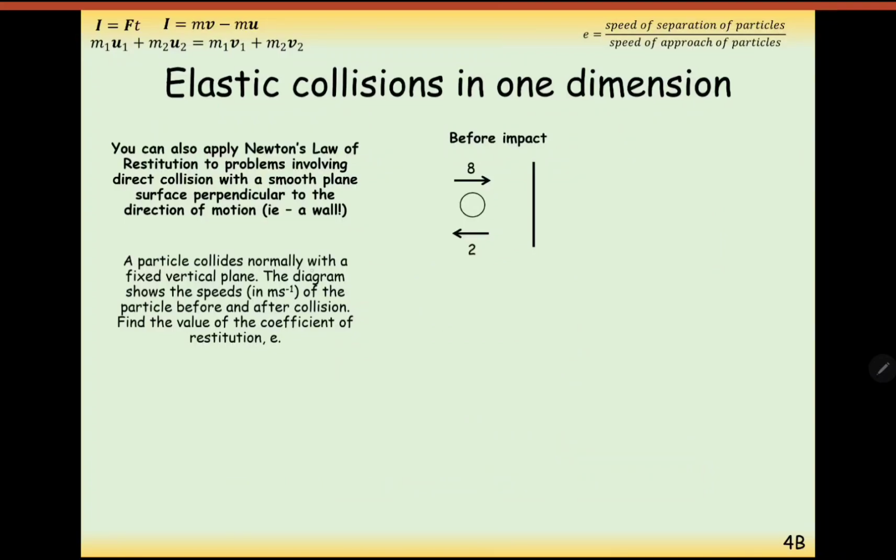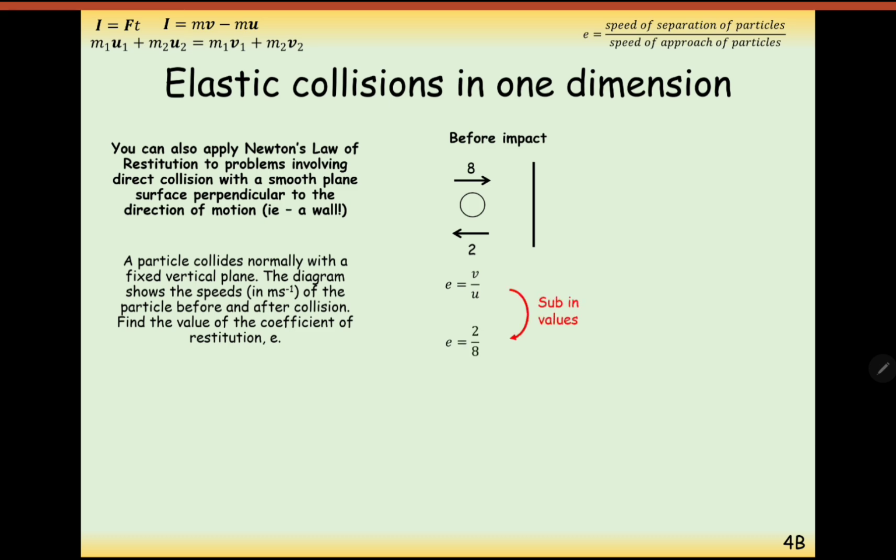A particle collides normally, and what I mean by normally is at a normal angle, i.e. 90 degrees, with a fixed vertical plane. The diagram shows the speeds in meters per second of the particle before and after the collision. Find the value of the coefficient of restitution E. So here we have before the impact and after the impact. So E equals V over U, so speed of separation over speed of approach.